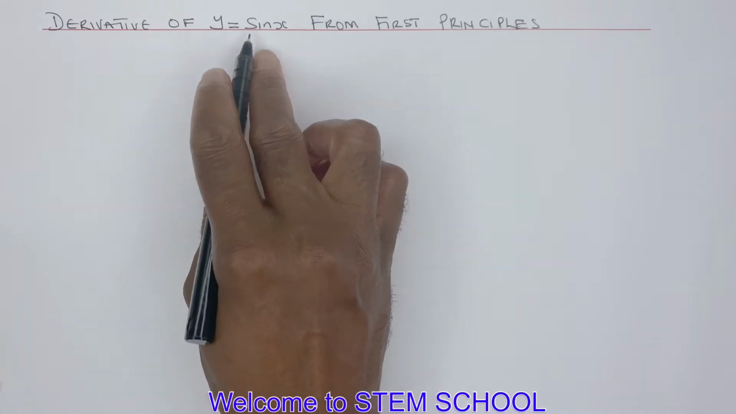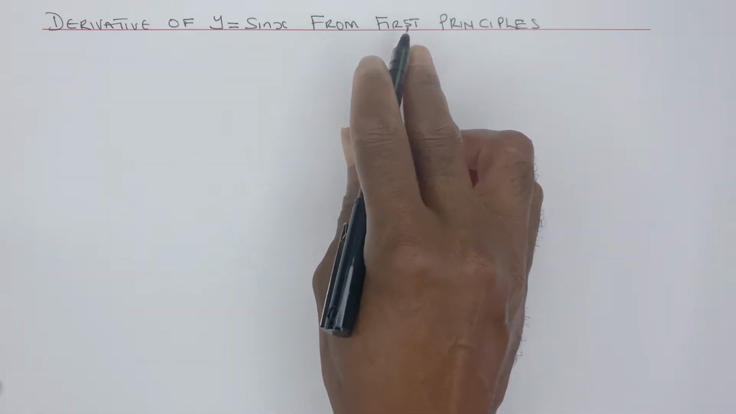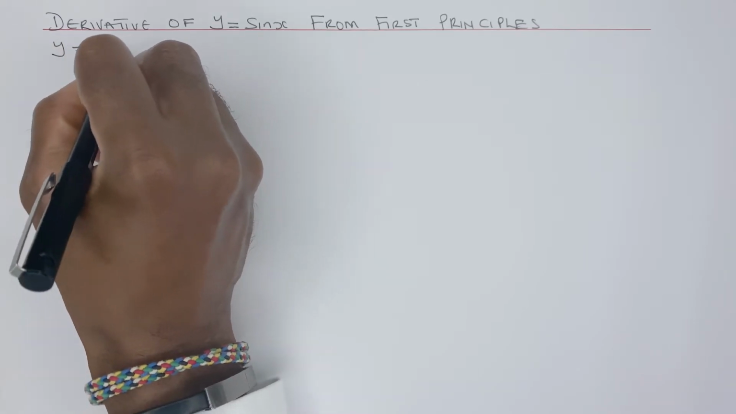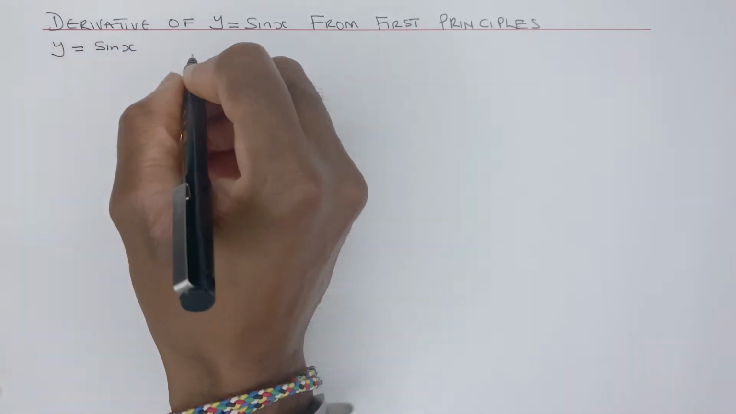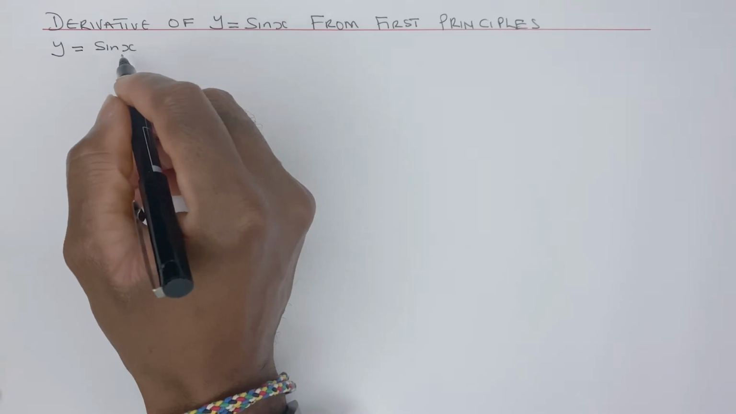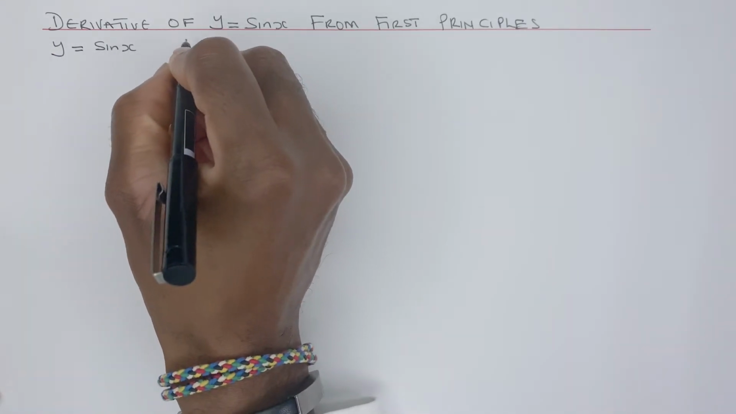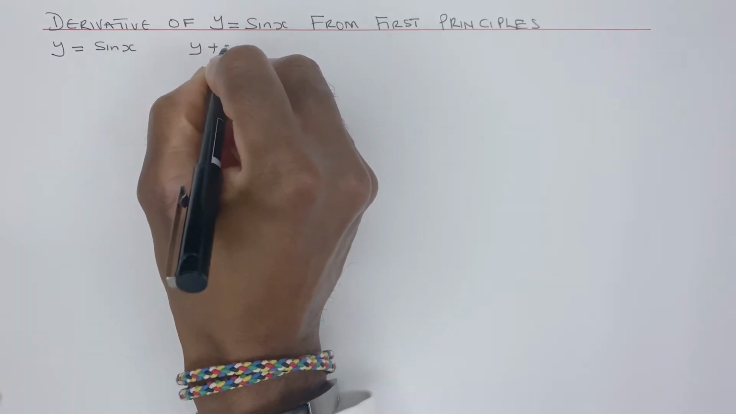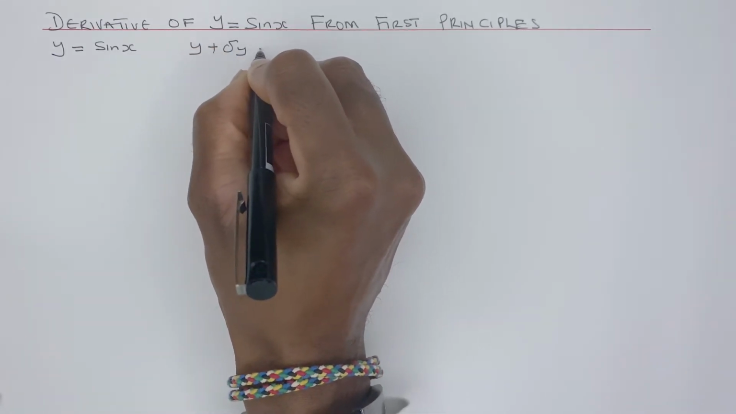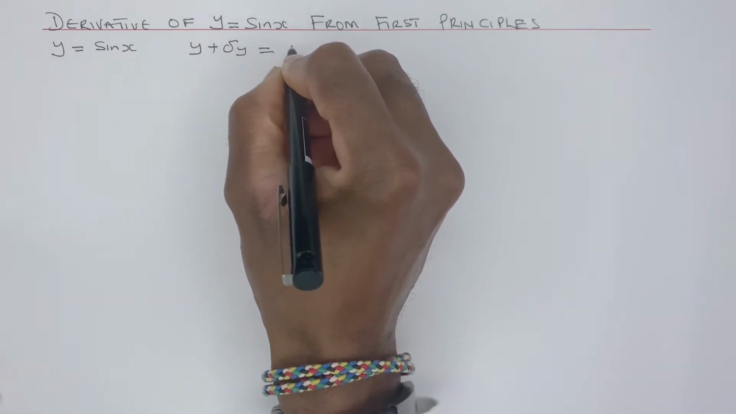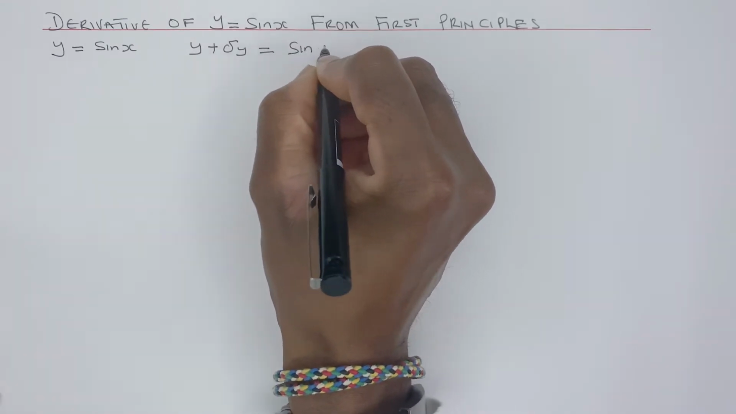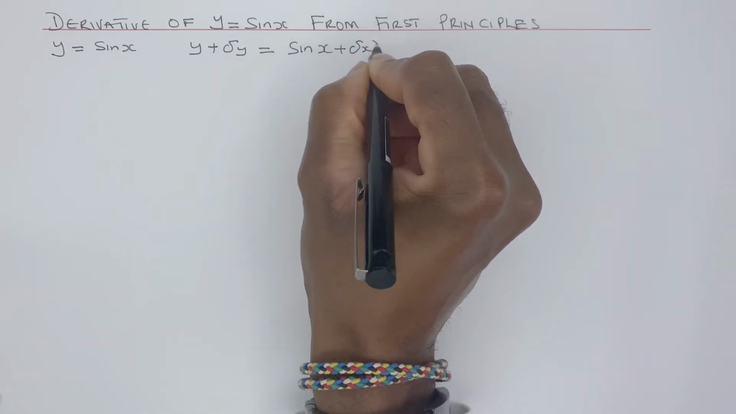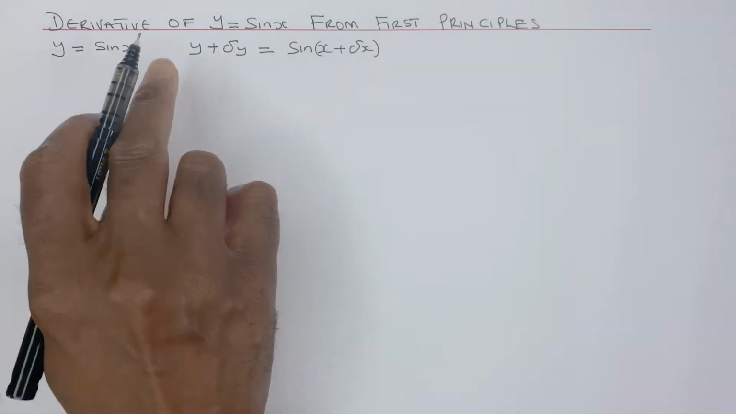Derivative of y equals sine of x from first principles. Y equals sine of x, that's the first point on the curve, where the coordinates are x and y. And the second point on the curve will be y plus a change in y equals sine of x plus a change in x. So that's first point, second point.